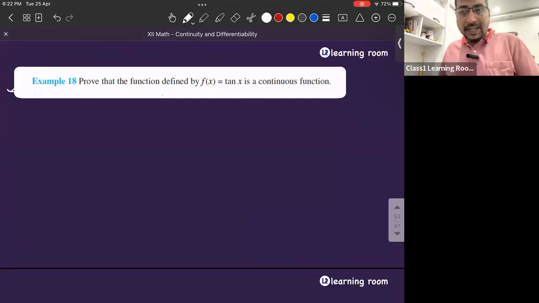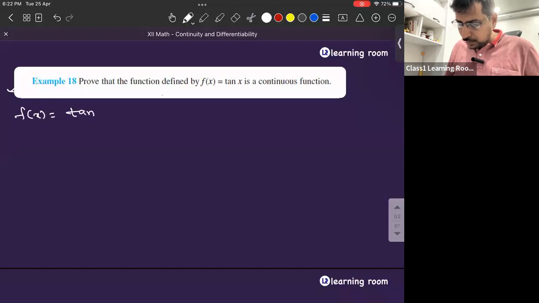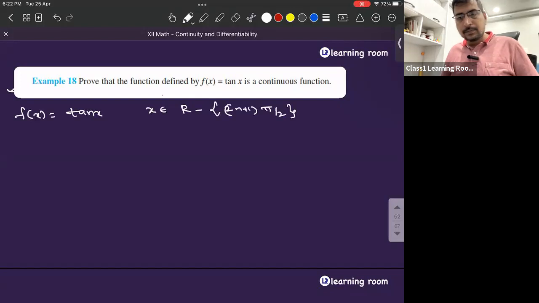So 18th one. Prove that the function defined by f of x is equal to tan x is a continuous function. It's again simple. So f of x is tan x, x belongs to R except 2n plus 1 into pi by 2.